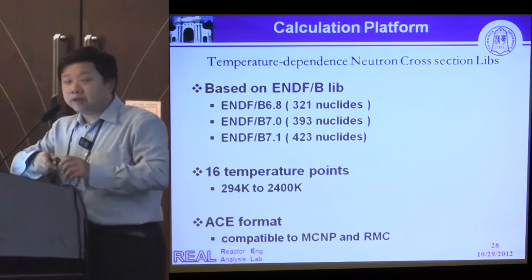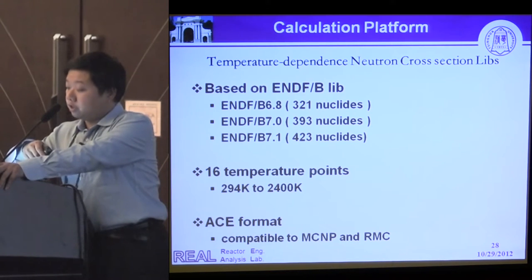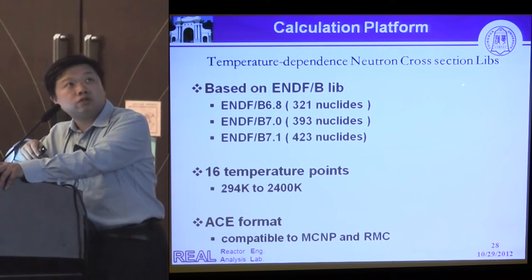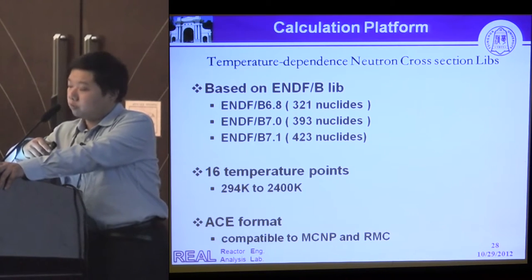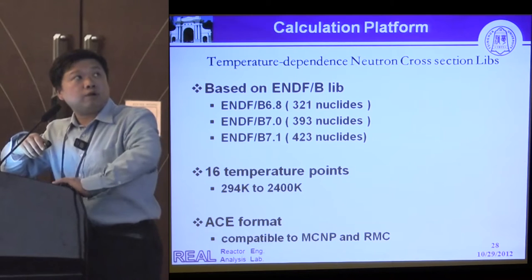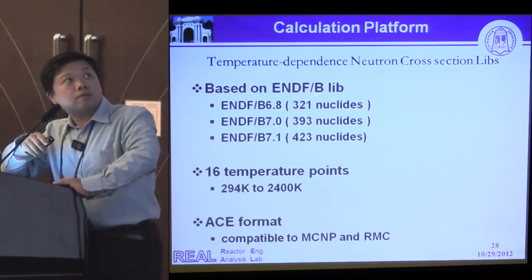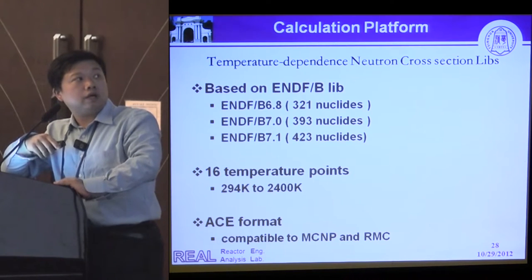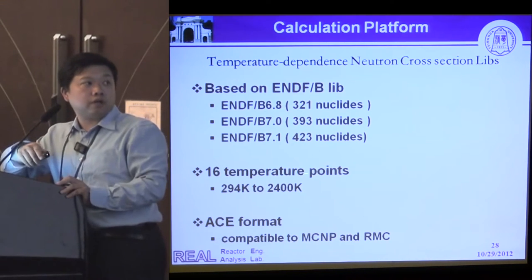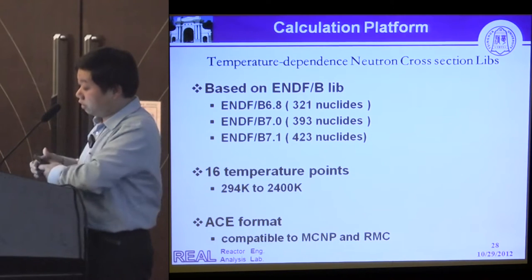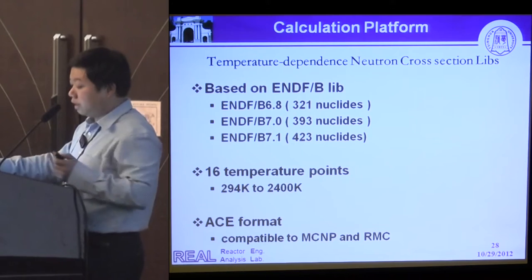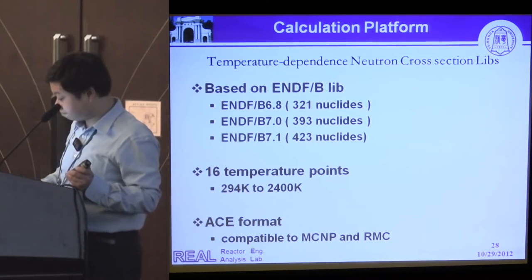Okay. Based on our XSP code, we generated some temperature-dependent neutron cross-section libraries to perform calculation. And our library comes from the ENDF/B library, includes three parts, and includes 16 temperature points. And this library is in ACE format, to be used in the MCNP and RMC code.